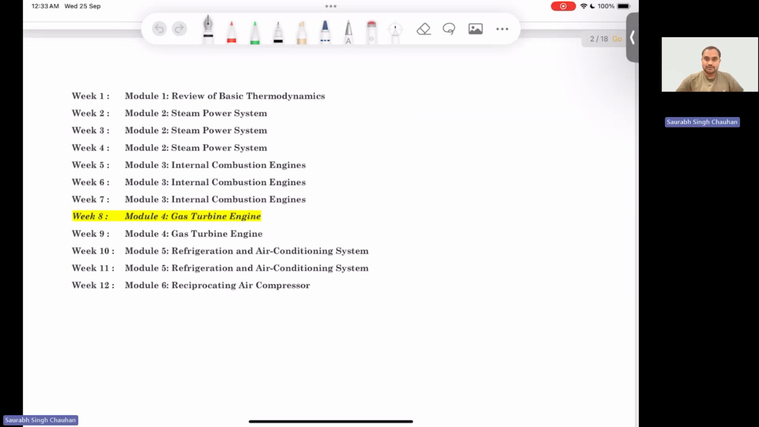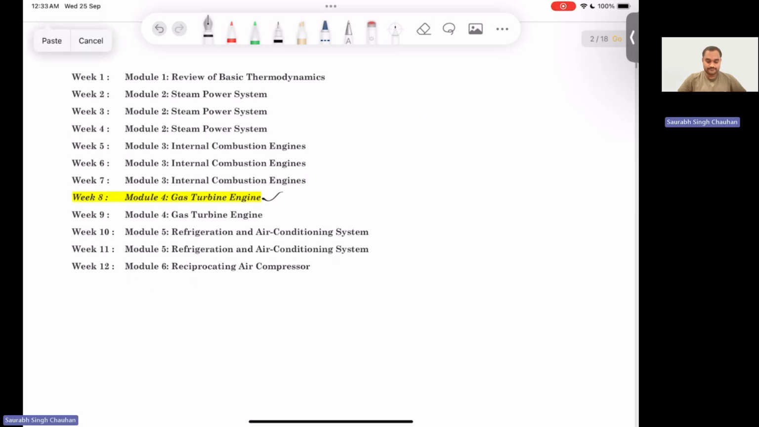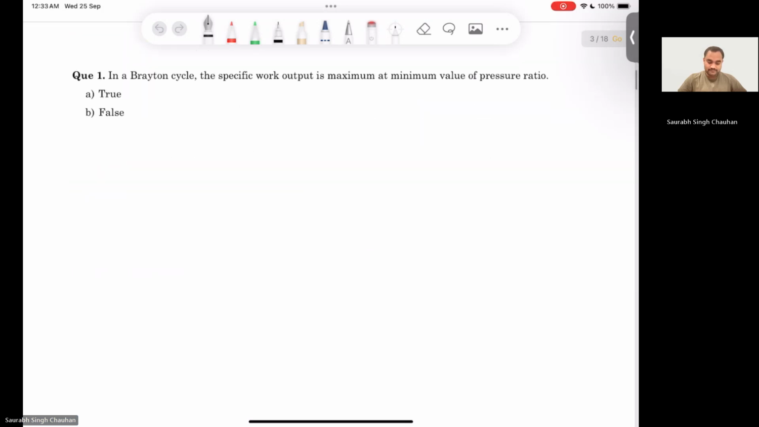In today's session, we will solve some problems related to gas turbine engines. So let us begin our discussion. This is question number 1. It says that in a Brayton cycle, the specific work output is maximum at minimum value of pressure ratio. So we have to tell whether this statement is true or false.